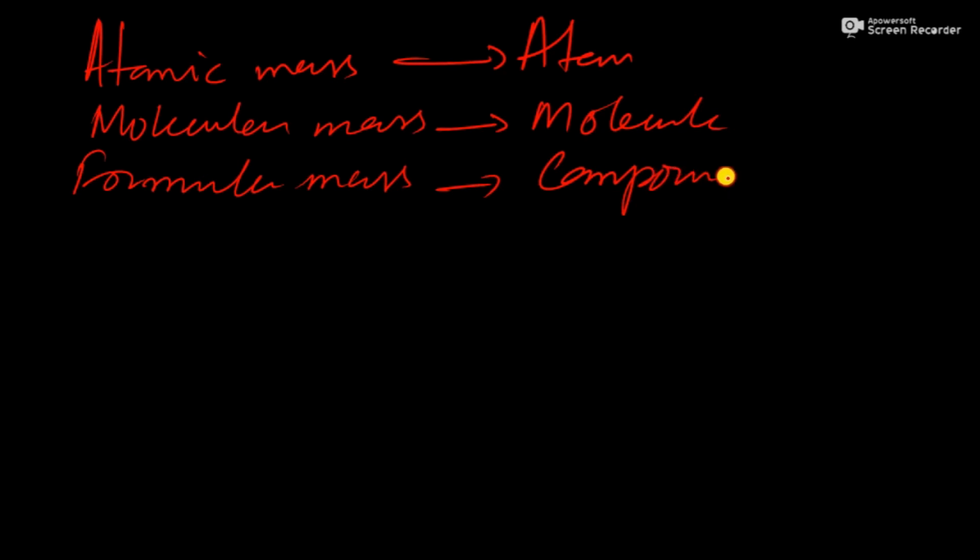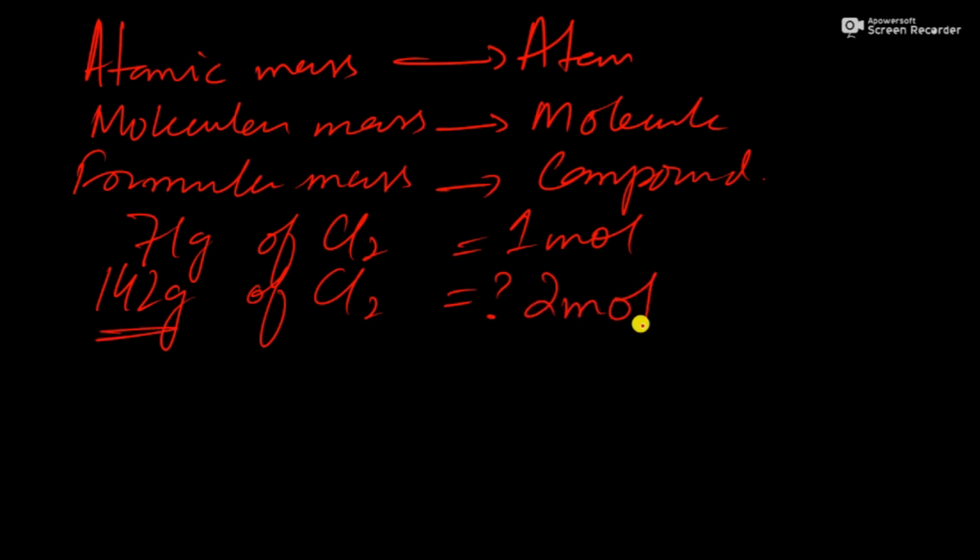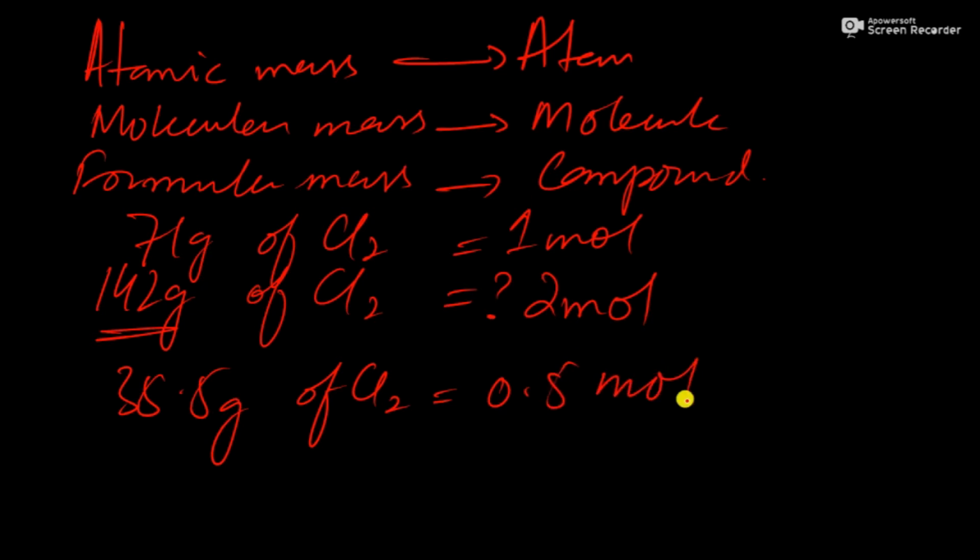Just remember this. For example, I have 142 gram of chlorine gas. How many moles do we have? We know that 71 gram of chlorine is equal to 1 mole. So if we have double the mass, it is 2 moles. And if we have 35.5 gram of chlorine gas, it will be 0.5 mole.